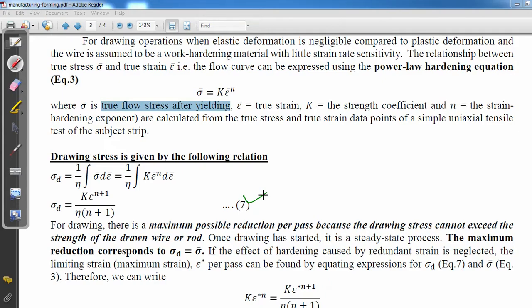Another important equation. For drawing, there is a maximum possible reduction per pass, because there won't be infinite reduction. There is a point that restricts the reduction of this wire. That will depend upon the strength of the material, that is, the maximum stress a material can handle. So just read this sentence again: for drawing there is a maximum possible reduction per pass because the drawing stress cannot exceed the strength of the drawn wire material. Whatever drawing stress we give won't exceed the strength of the material, otherwise fracture will occur. So that is the maximum limit up to which we can keep the drawing stress, for getting the maximum possible reduction. So this line is clear.